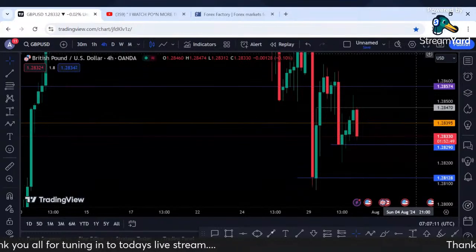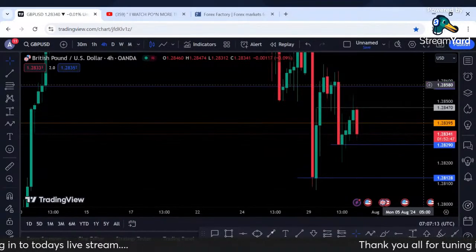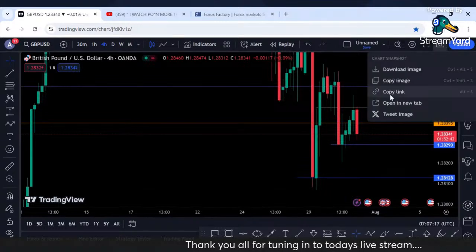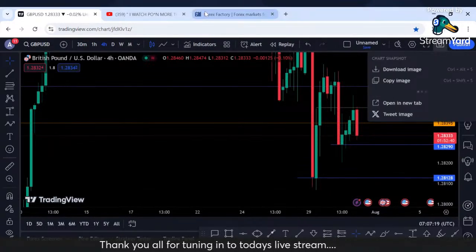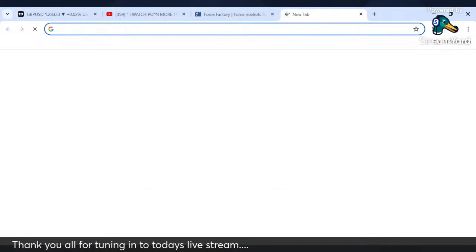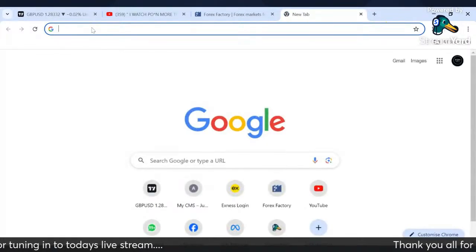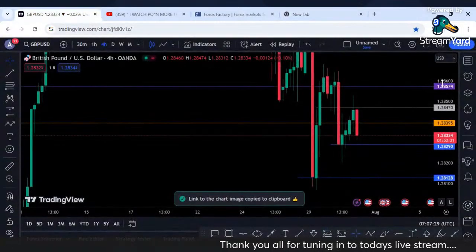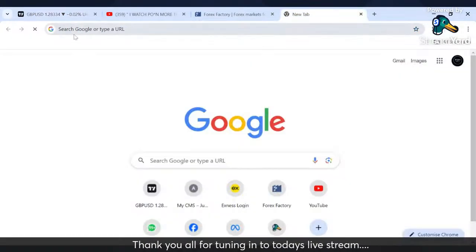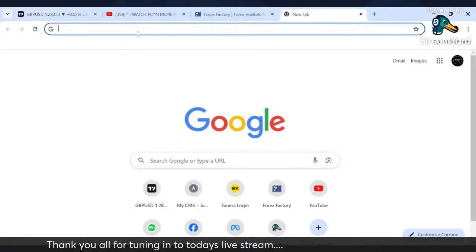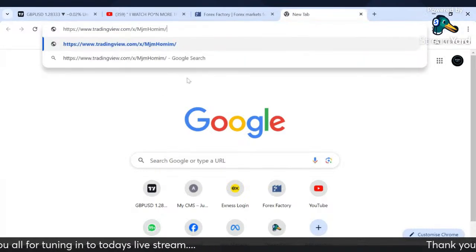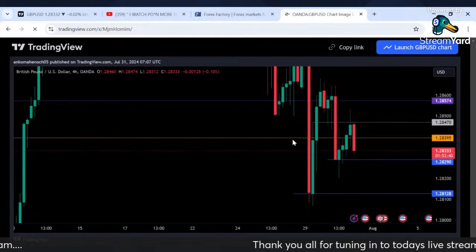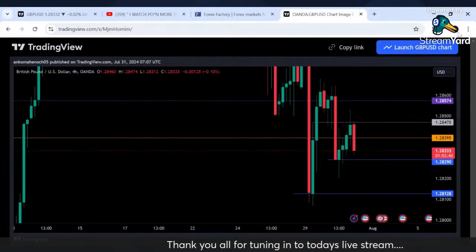So I showed you the other time how you'll be able to send your chart for examination. You click on the camera icon over here. You click on copy link. So I'll just copy it here and paste it. So the chart will appear over here. You get it? So that's how you are going to do it.